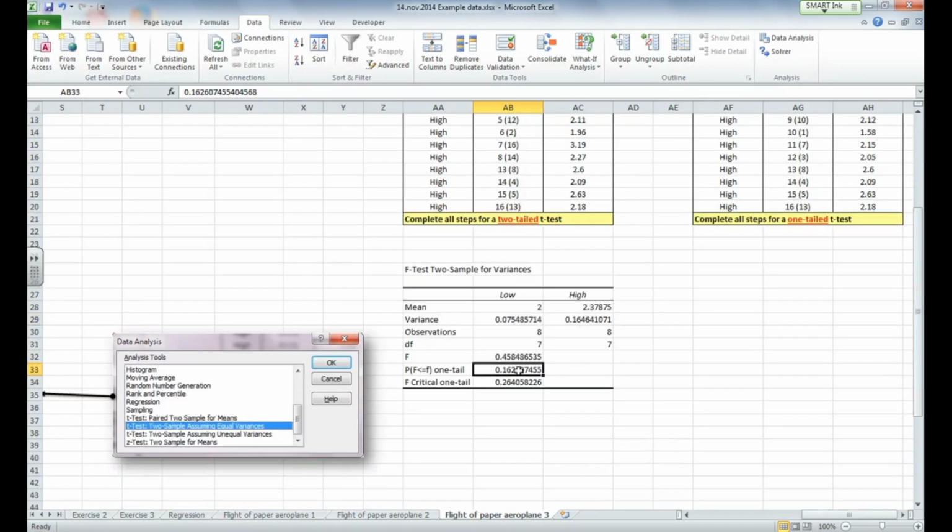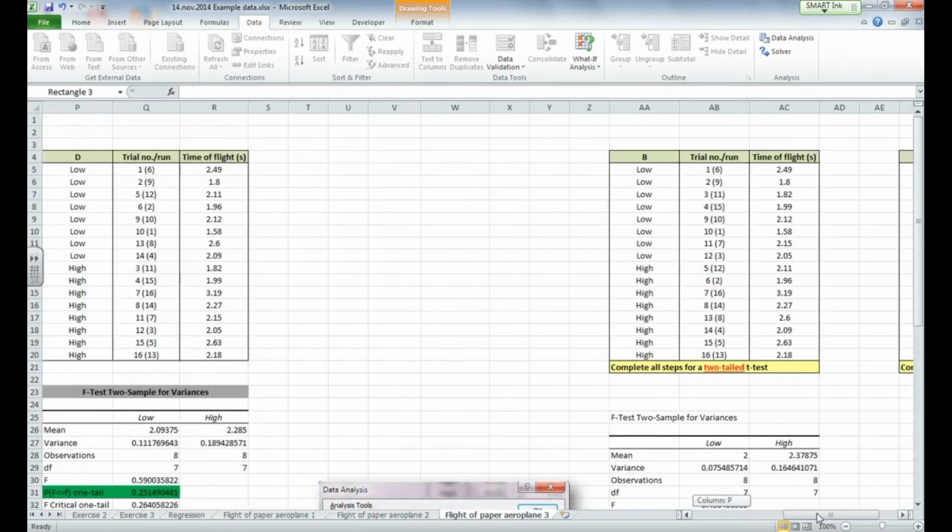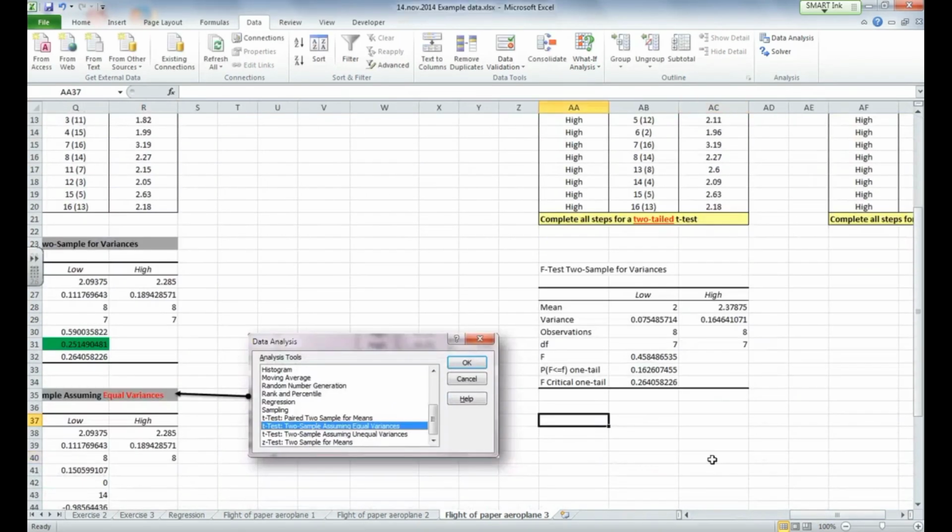And if we have a look down here at the test, this is our p-value, and our p-value is greater than 0.05, which means that we have to assume that the null hypothesis is true, and that means that there's not a significant difference between the variances. So that's here. So there's not a significant difference, so we're going to assume that the variances are approximately equal. Okay, so because we're going to assume the variances are approximately equal, we're going to do a t-test assuming equal variances, just like shown here in this picture.